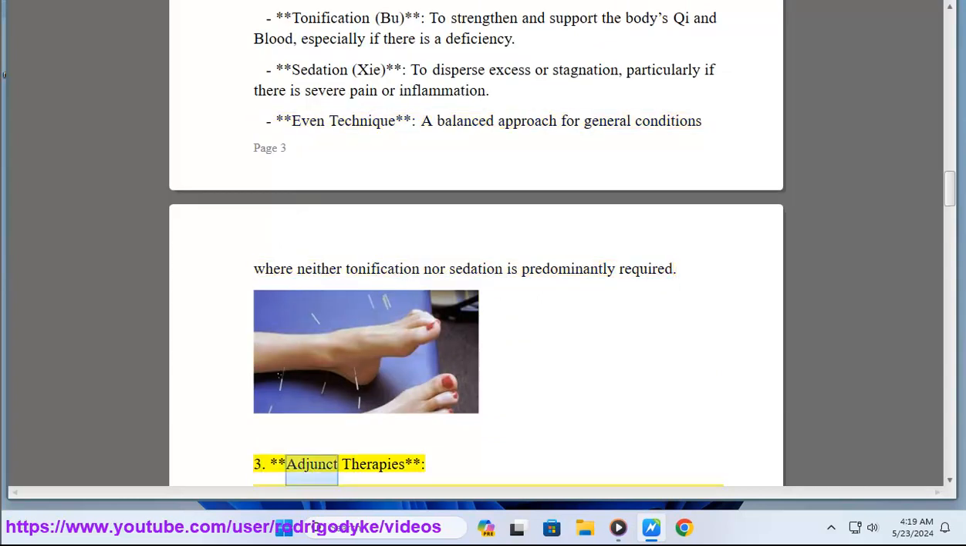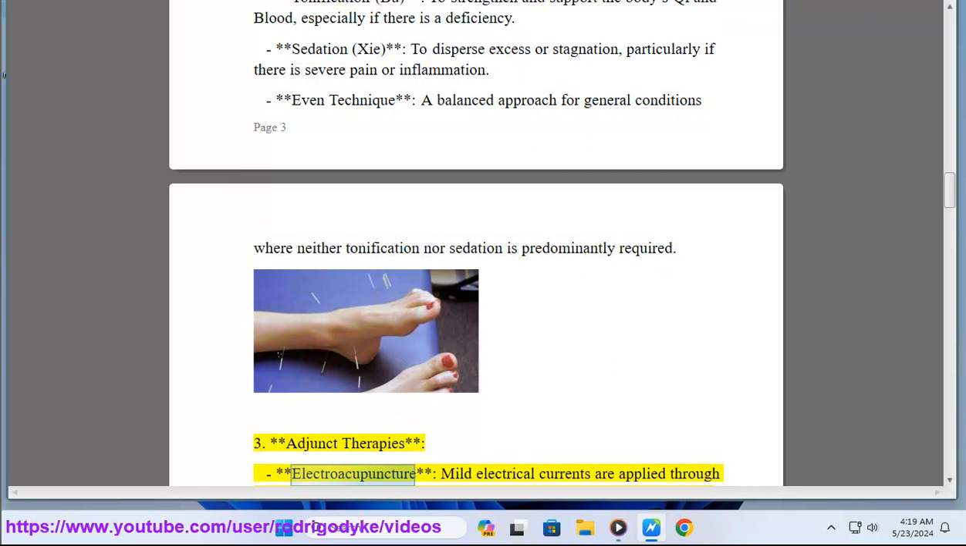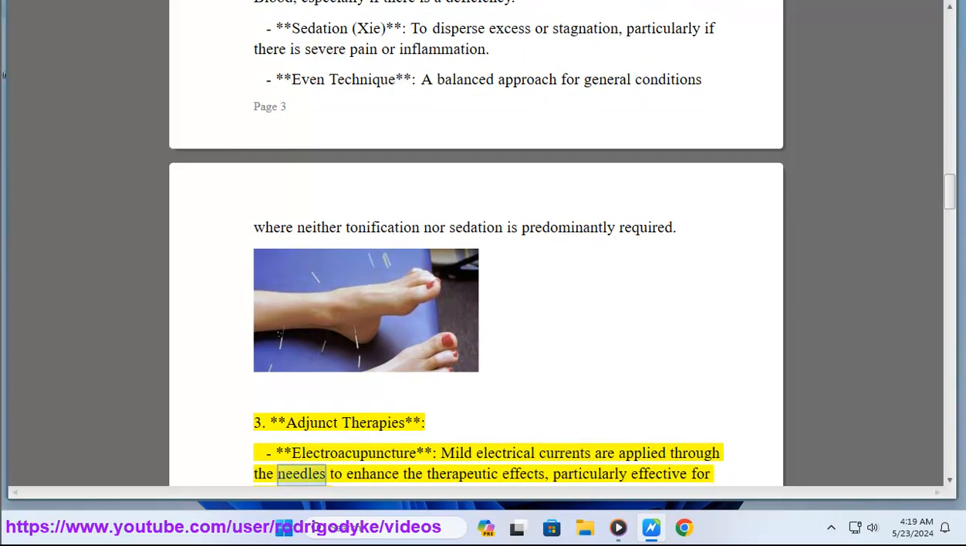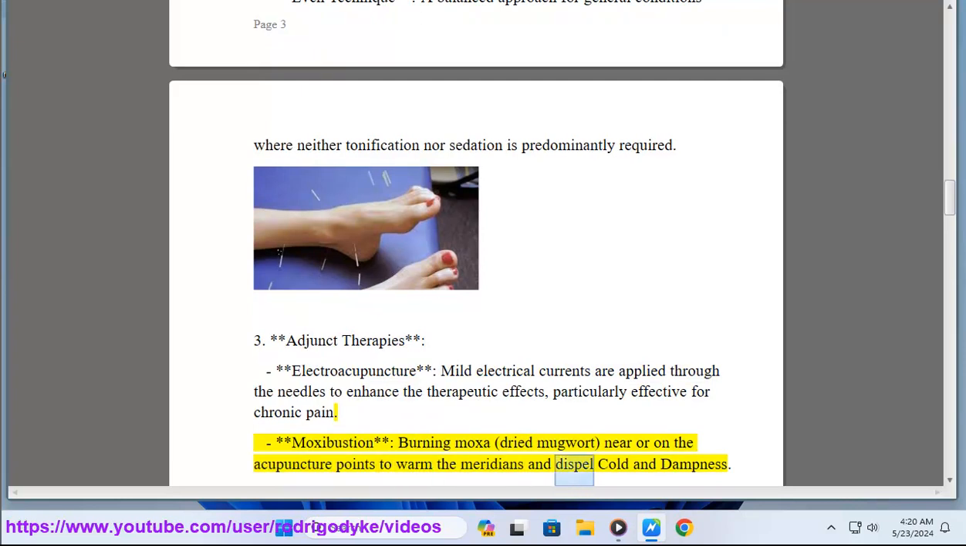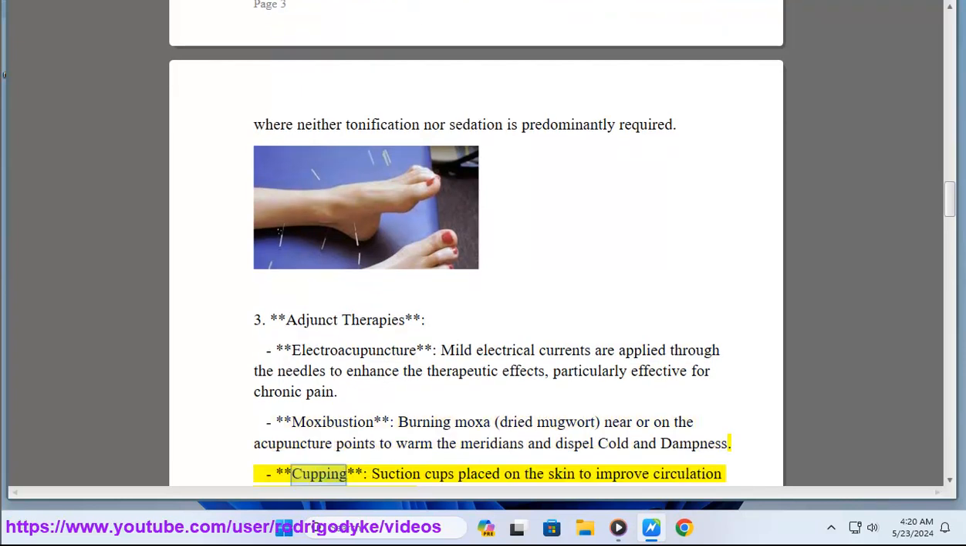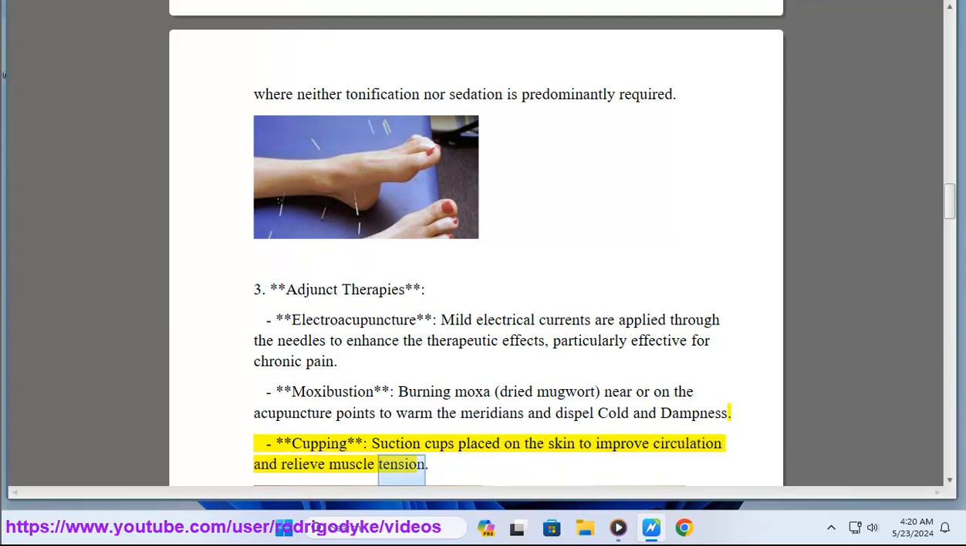3. Adjunct therapies. Electroacupuncture: mild electrical currents are applied through the needles to enhance the therapeutic effects, particularly effective for chronic pain. Moxibustion: burning moxa, dried mugwort, near or on the acupuncture points to warm the meridians and dispel cold and dampness. Cupping: suction cups placed on the skin to improve circulation and relieve muscle tension.